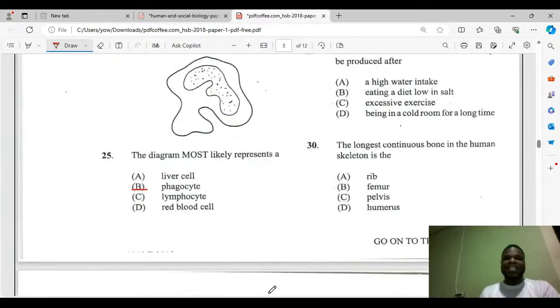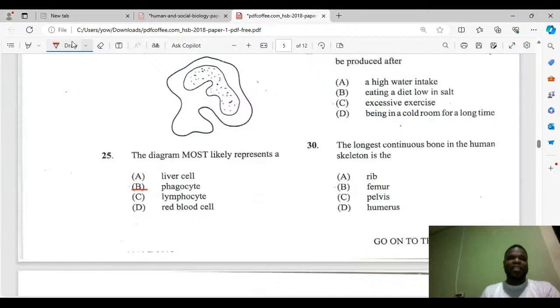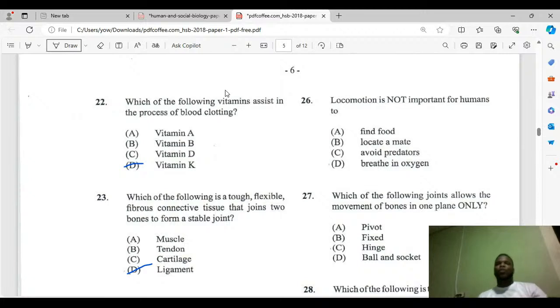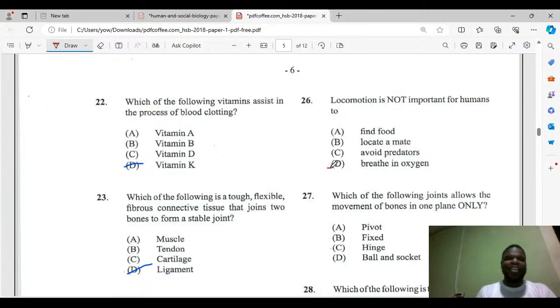All right. 26. I'm soon done with half the paper. Locomotion is not important for humans to find food, to locate a mate, to avoid predators, or to breathe in oxygen. This looks pretty basic. Let's go, guys. D. Yes, man. We don't have to walk to breathe. Locomotion is movement.